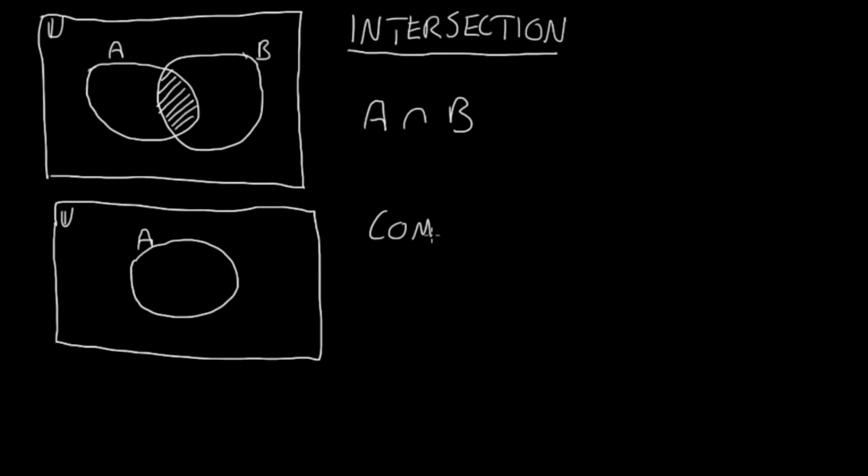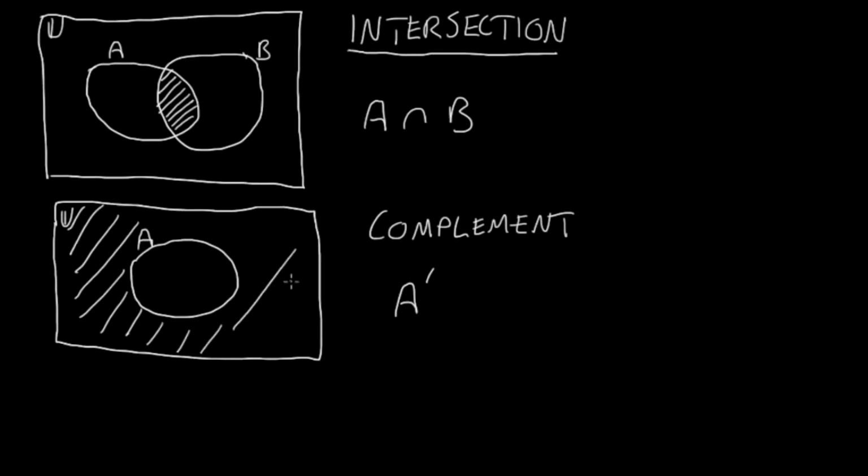So we're going to look at complement now. The complement of a set A is denoted by A prime or A dash. And basically this contains all the elements which aren't in A. So what I'm going to do is shade all the region outside of my set A. So anything not in A, any element within our universal set which isn't in my set A, is a member of A complement. So that's the complement of a set.